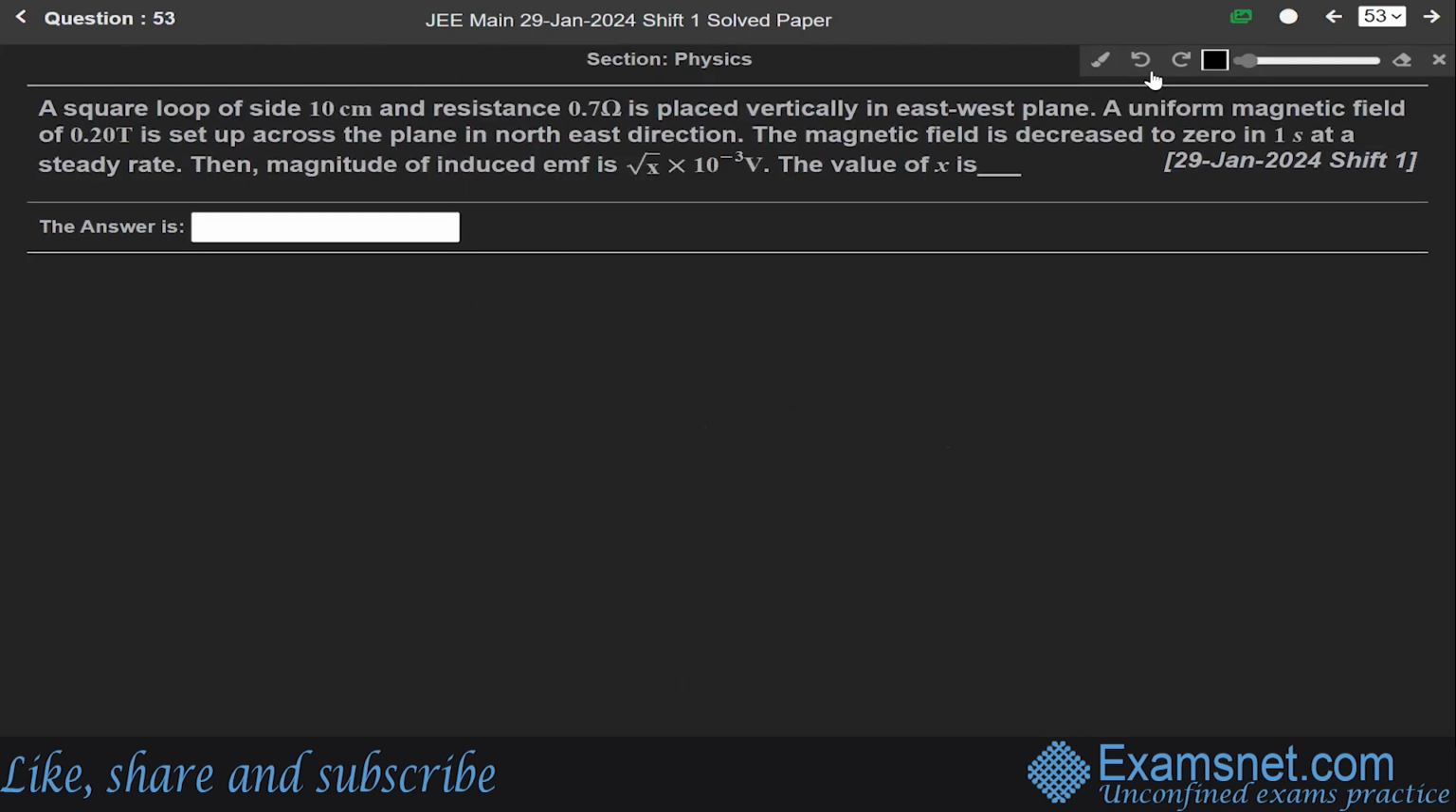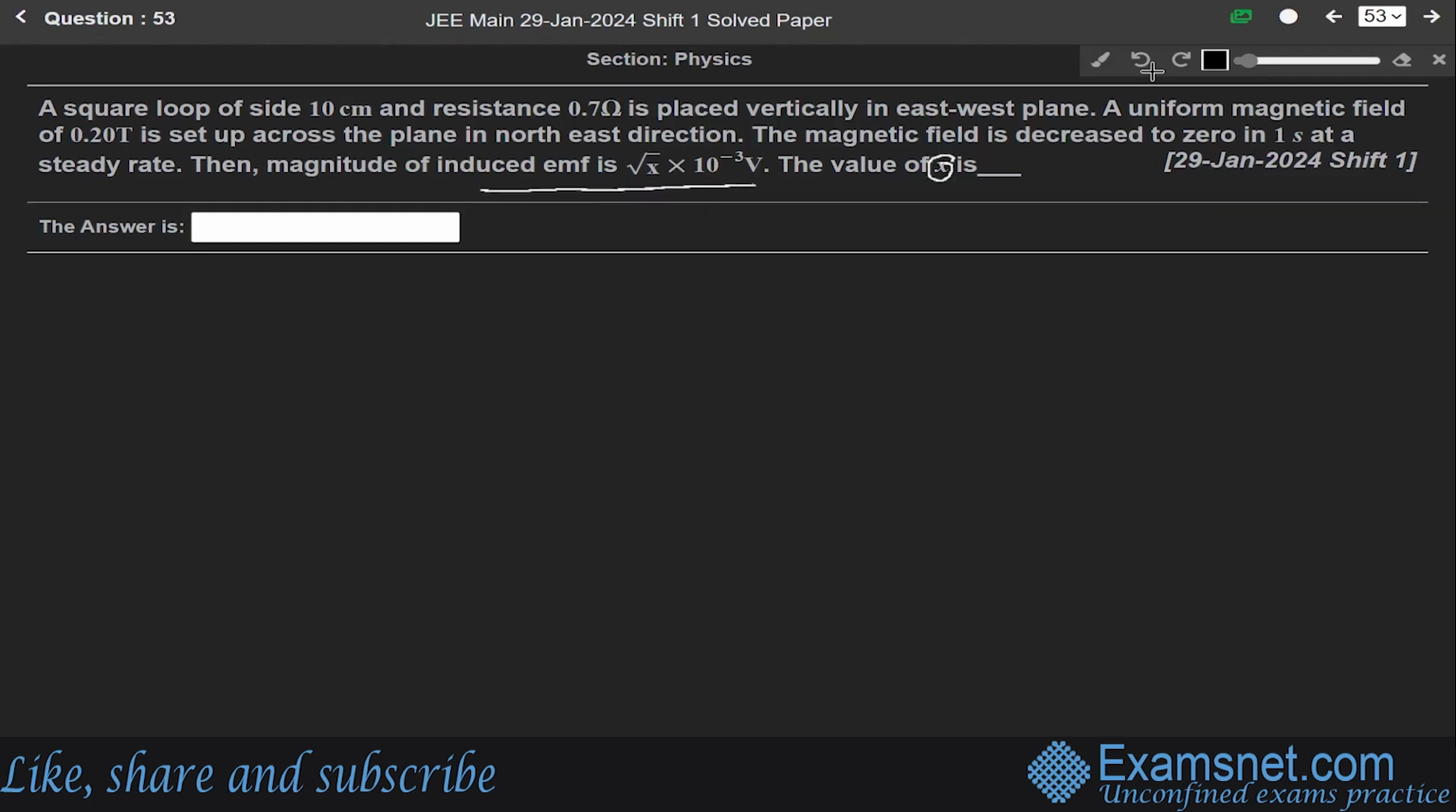Now, next question 53. This question says that a square loop of side 10 centimeter and resistance 0.7 ohm is placed vertically in east-west plane. A uniform magnetic field of 0.20 Tesla is set up across the plane in northeast direction. The magnetic field is decreased to 0 in 1 second at a steady rate. Then the magnitude of the induced EMF. We have to find the magnitude of the induced EMF, means the value of x.